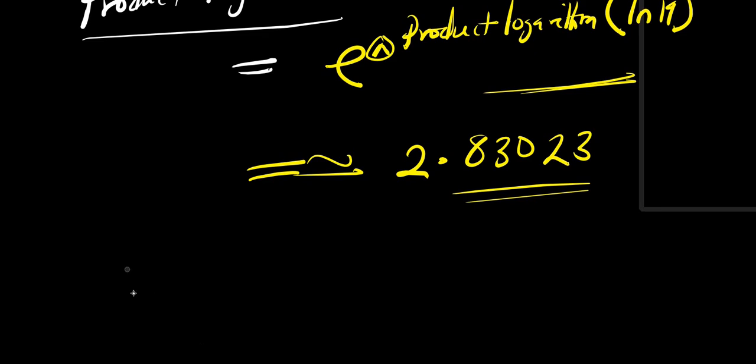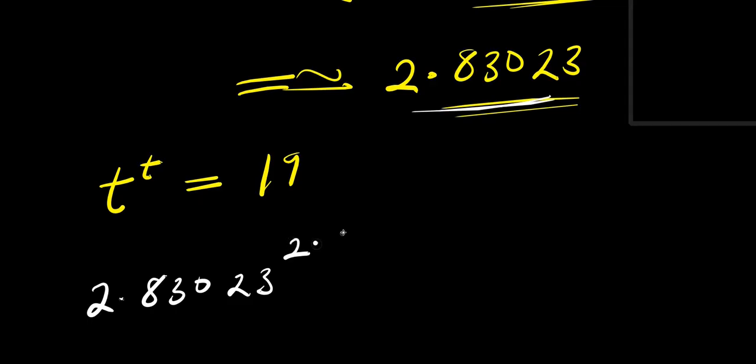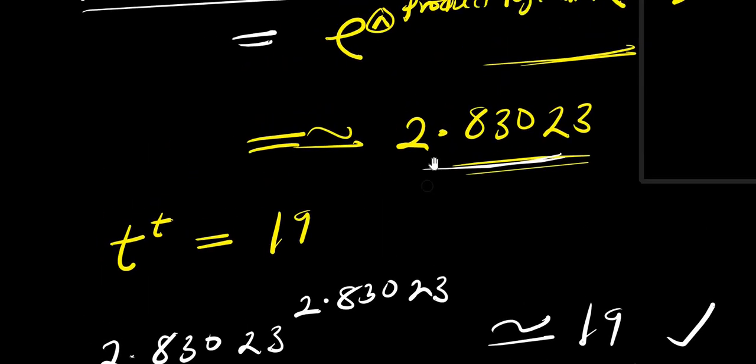So remember, our question is t power t equals 19. Meaning that if you insert this particular value back into this, you have 2.83023 raised to the power of 2.83023. So this should give you an approximate value of 19. Kindly try this out and drop it in the comment box if you get 19.